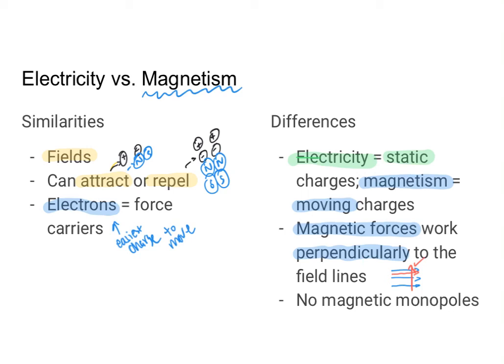Finally, our last significant difference is that there is no such thing as a magnetic monopole. So what I mean by that is, with electricity, I could have a single positive charge or a single negative charge, right? That's my proton and my electron. In magnetism, on the other hand, every single magnetic field is going to have, and every single magnetic object is going to have, both a north pole and a south pole. So I cannot have just a north pole or just a south pole with magnetism. We have to have both, and that's going to be a really key difference between electricity and magnetism.